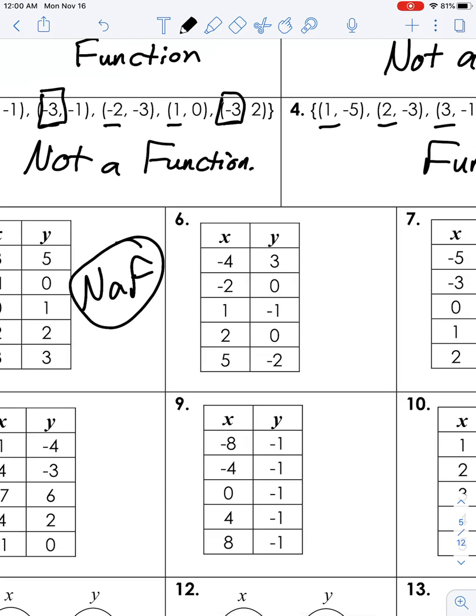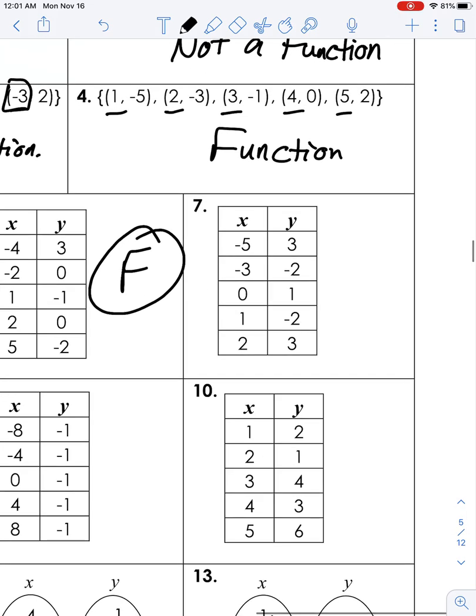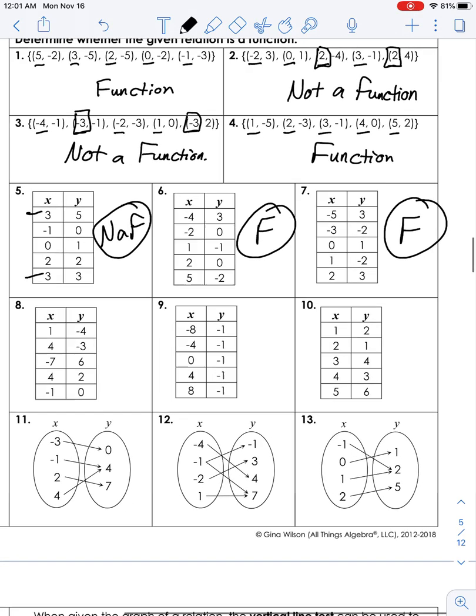All right? So look at your x's on 6. -4, -2, 1, 2, 5. All of them are different, so function. Number 7, -5, -3, 0, 1, 2. All of them are different, so function.